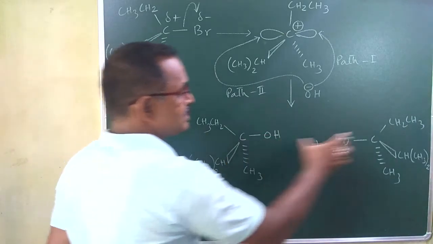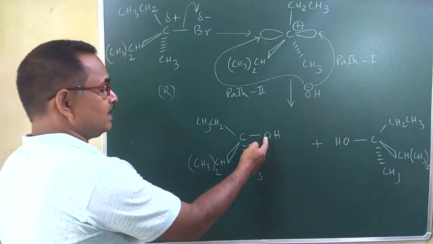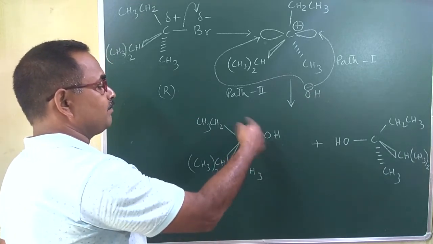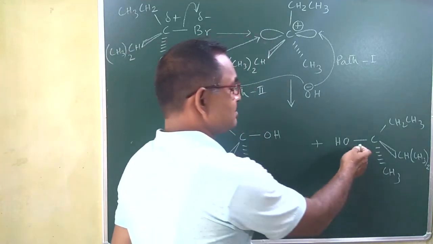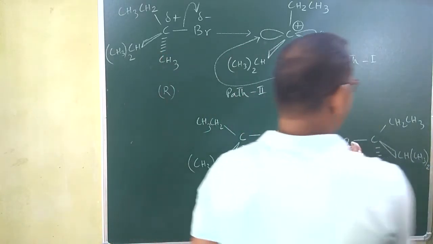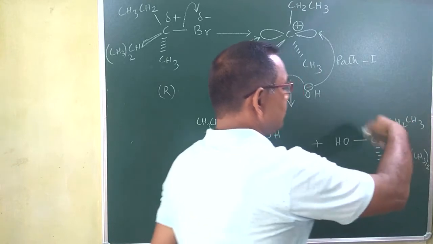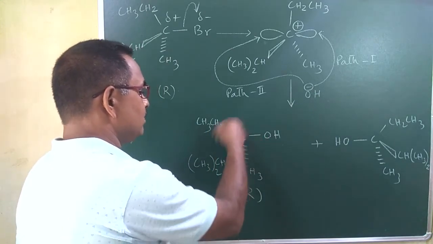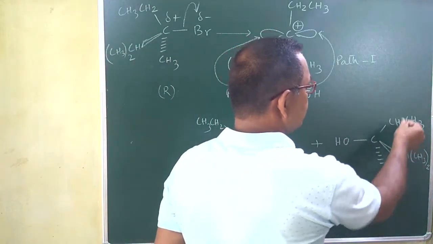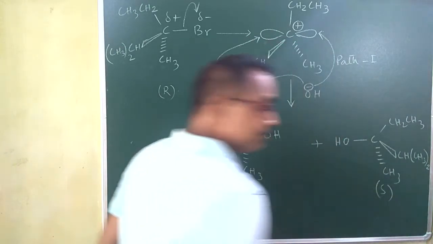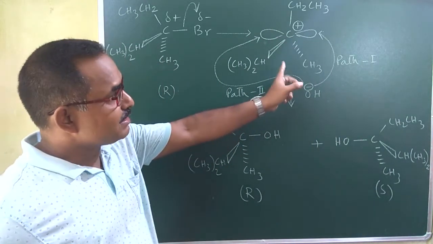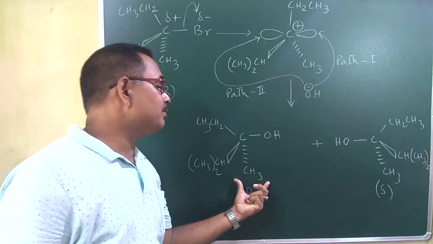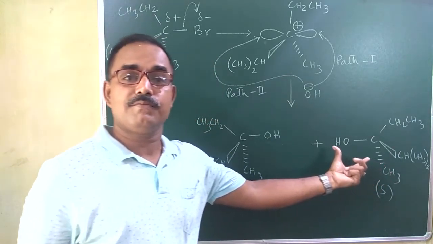Now look at the configuration. Configuration of this compound is just opposite to this one. This is priority 1, 2, 3, clockwise rotation. This is R. This will be S because it is mirror image of this compound. 1, 2, 3, rotation anti-clockwise. This is S. Now see, since there is equal possibility of attack by both the two parts, there is equal amount of this compound as well as this compound in the final product mixture.